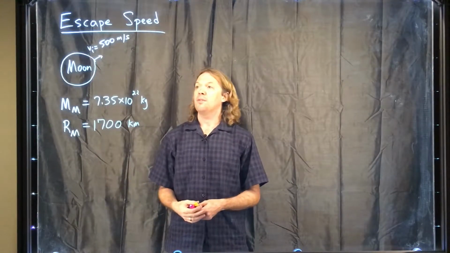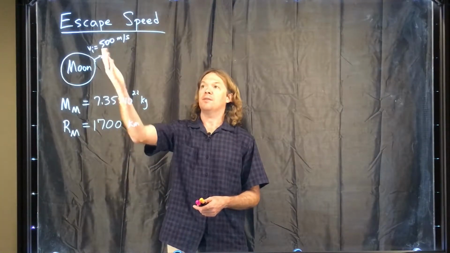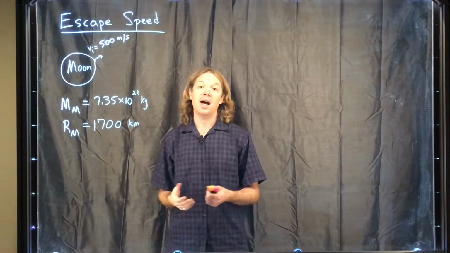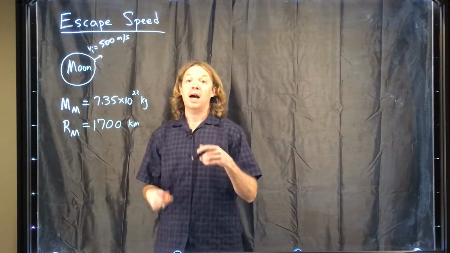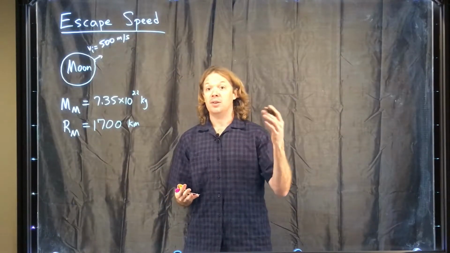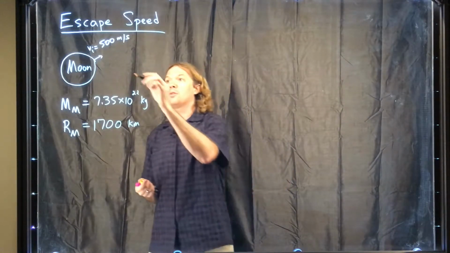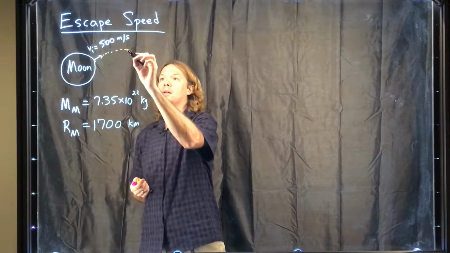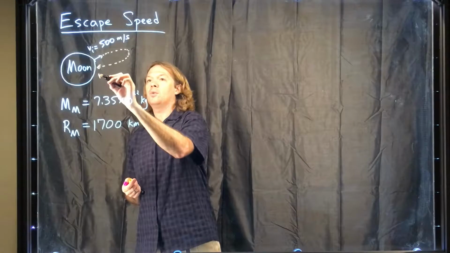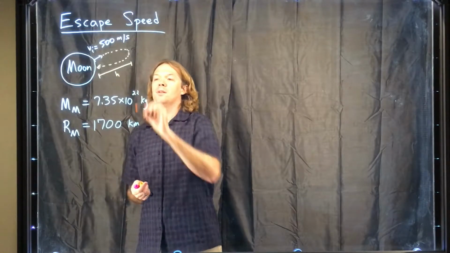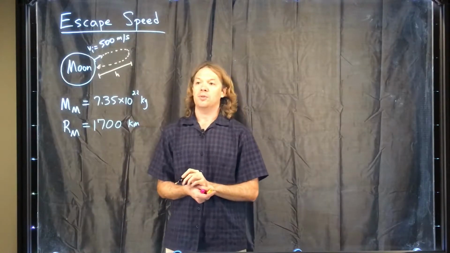Part A says, if I launch a projectile with an initial velocity of 500 meters per second, how high off the moon will I get? So I'm going to try to add to this picture a little bit. How high, suggesting that eventually it'll get to a certain point and then fall backwards. So the path will be something like that. And the question is asking for that height, how high off the surface of the moon.